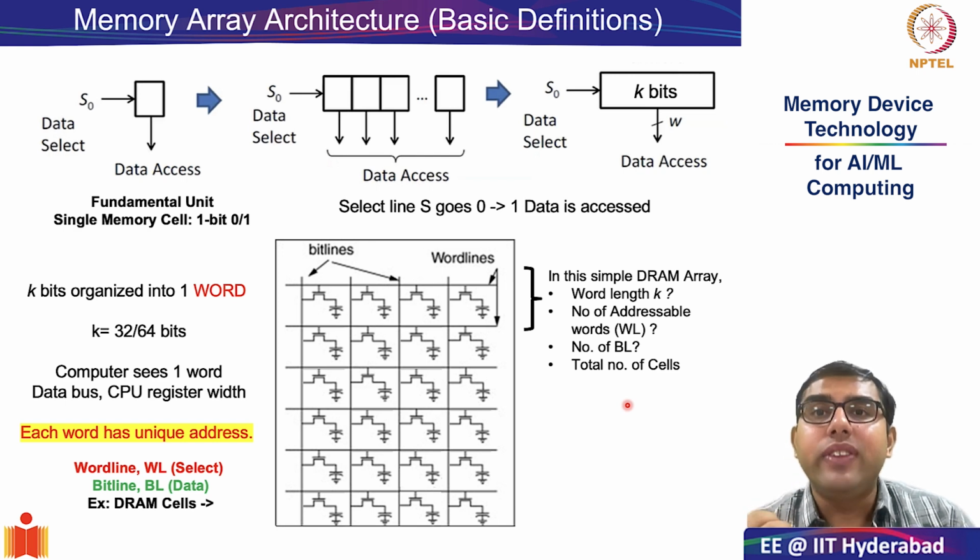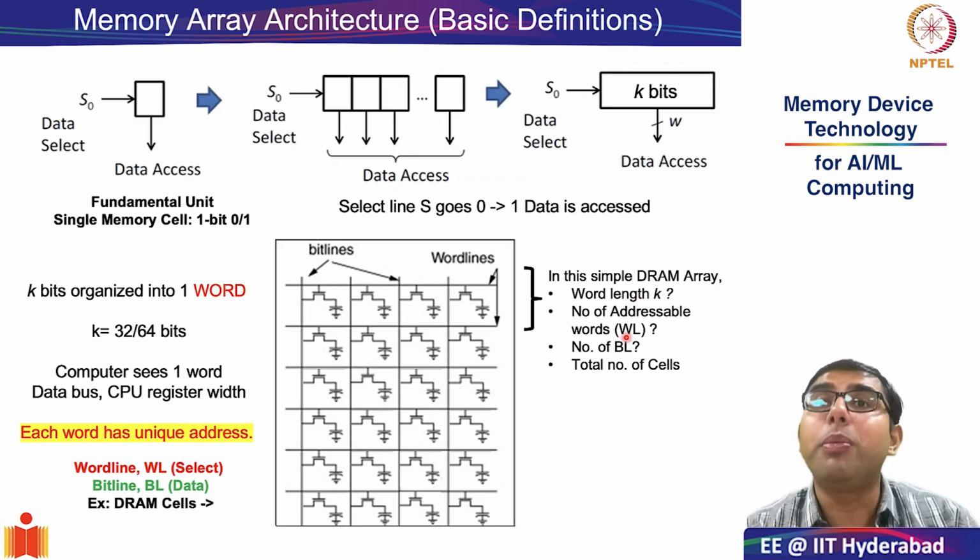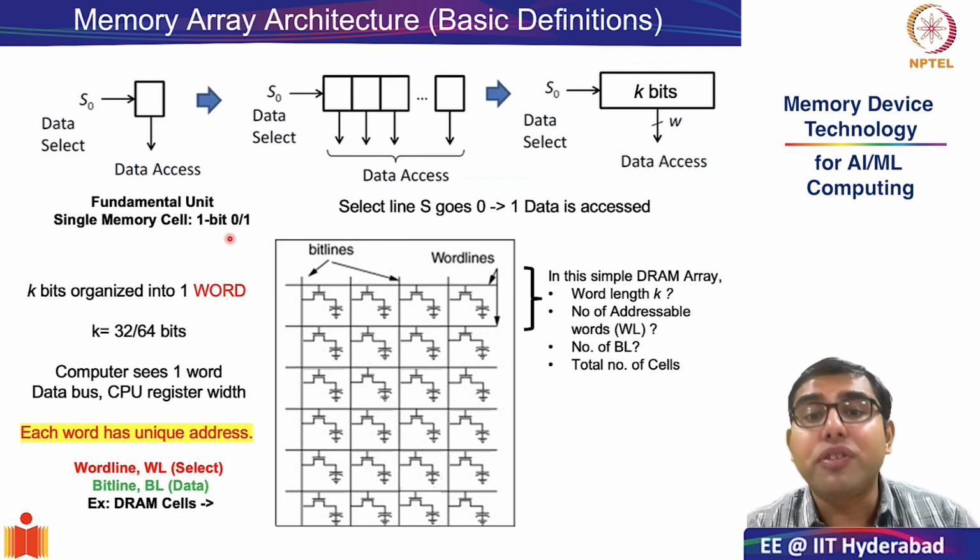So to further crystallize our understanding of what word line and bit line is, let us try to answer these questions for this simple DRAM array. So what I would like for you to do is take a pause in the video and answer these simple questions, which will help you in deepening your understanding of word line, bit line, and word length. So the first question is, what is the word length? The second is, what are the number of addressable words? Remember, the number of addressable words will be the same as the number of select lines, or in our parlance, it will be the number of word lines. So what are the number of word lines, which will also be the number of addressable words?